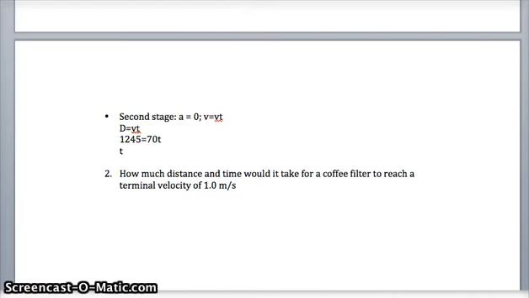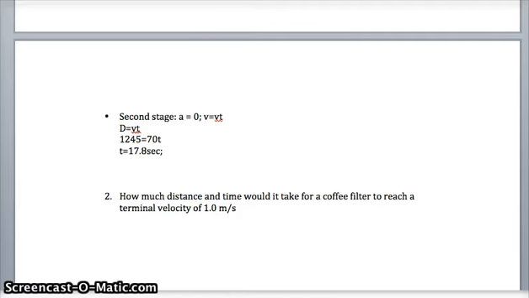So time equals 17.8 seconds. And therefore the total time to reach the ground would be 7 seconds plus 17.8 seconds, which is 24.8 seconds. That's the total time it would take to reach the ground if you have a terminal velocity of 70 meters per second. You just have to find the distance and time when you get to terminal velocity, and then everything else makes logical sense after that.